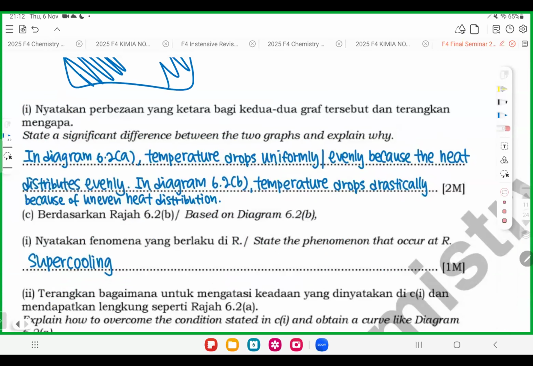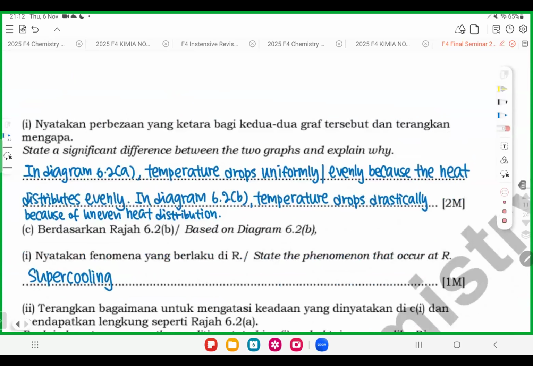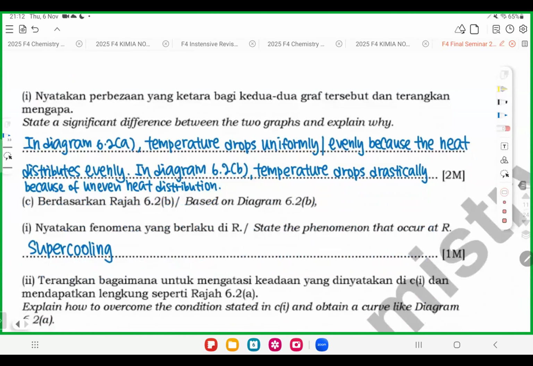Okay, next one. This is a very beautiful question. How to overcome the supercooling condition? Everyone, let me know. If today we want to overcome supercooling, how? Anyone can tell me? If today we want to overcome supercooling, what should we do?